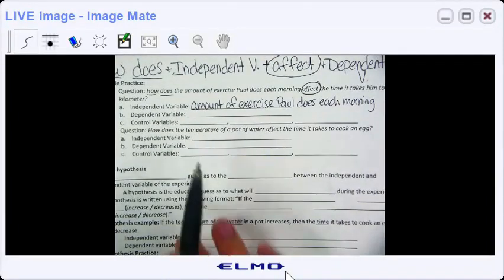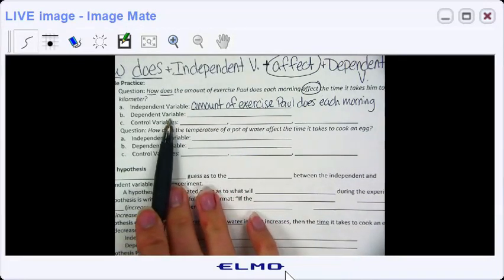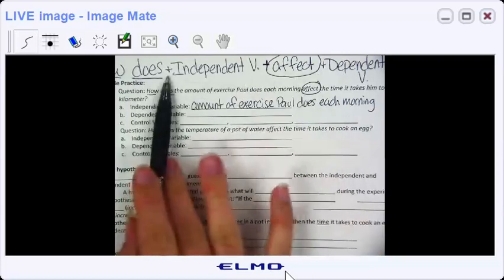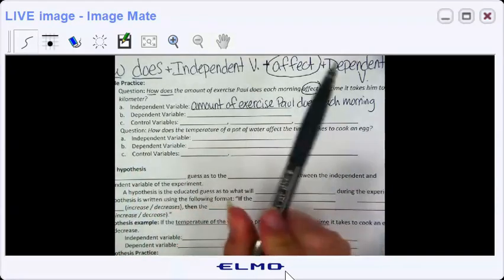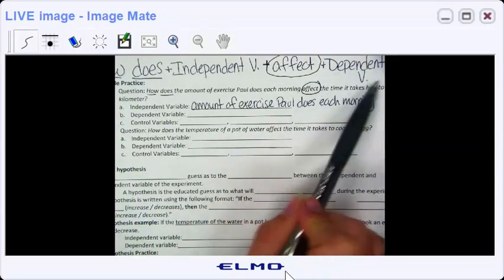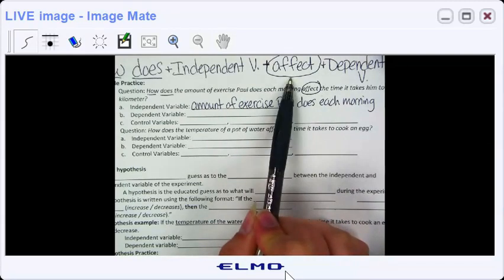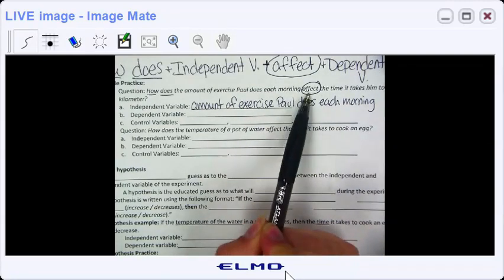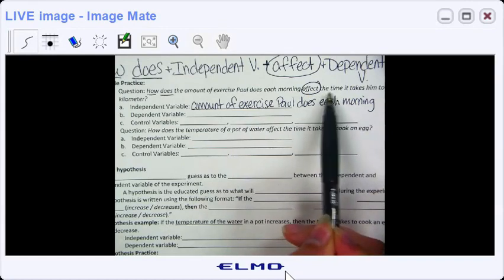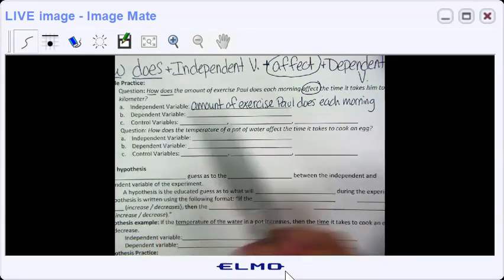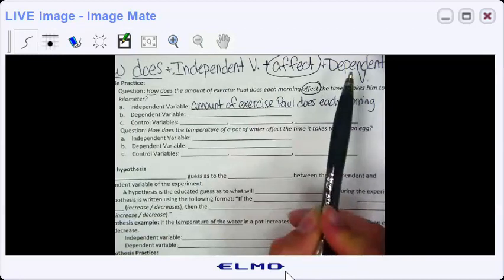And then next it asks for our dependent variable. Where can we find our dependent variable? When in doubt, always go back to this plug and play formula up here. So we did how does independent variable affect? Oh, dependent variable. Dependent variables come after the word effect. So here is my circled effect. What comes after it? The time it takes him to run a kilometer. All of that now is our dependent variable.